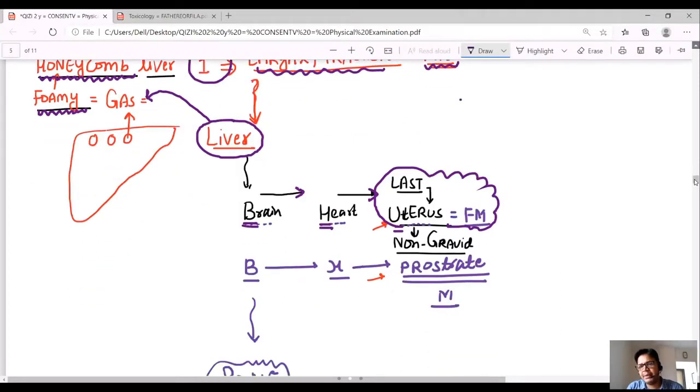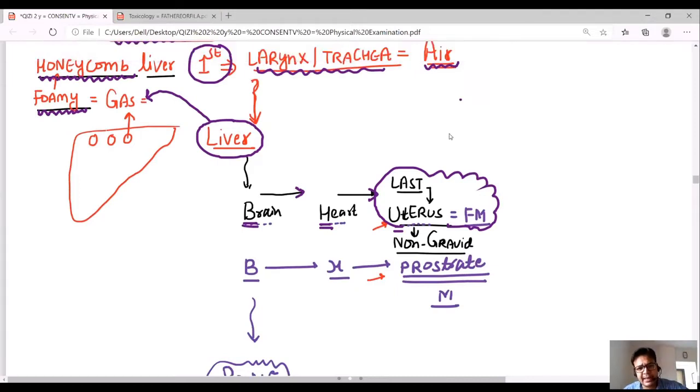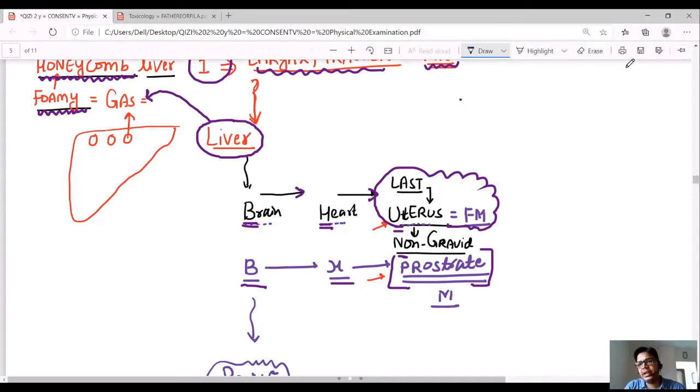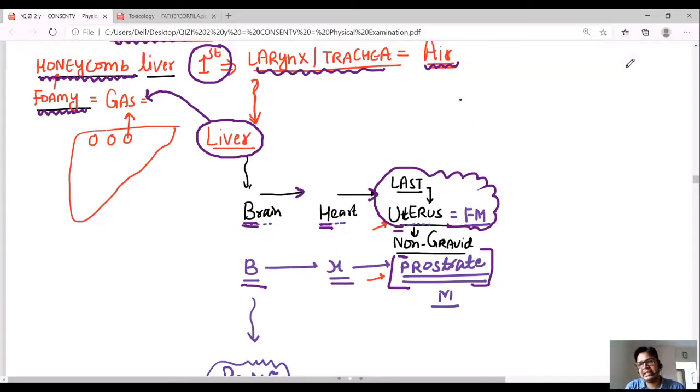Same thing is in male: brain, heart, but there is no uterus in male. The last organ to be decomposed in male is the prostate gland. So you can get two questions. Which is the last structure to be decomposed in female? The answer is uterus. And in male? The answer is prostate gland. That is a very, very important part.